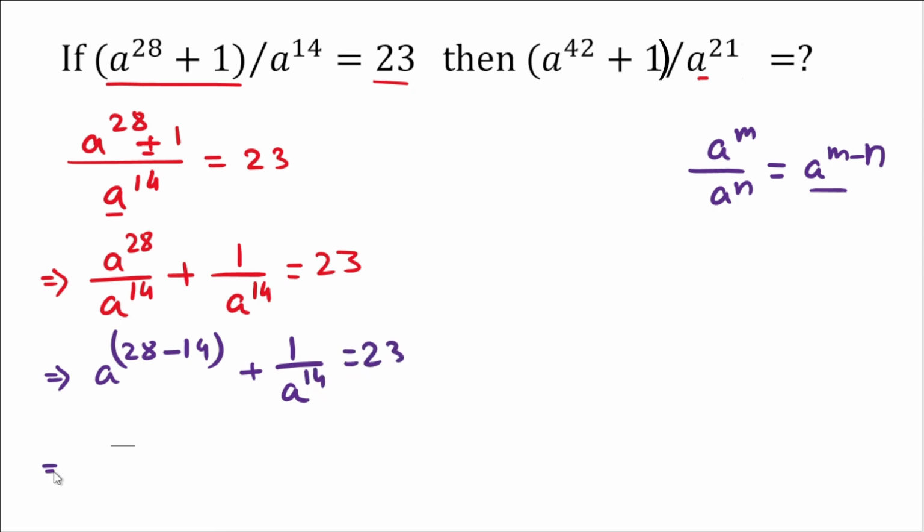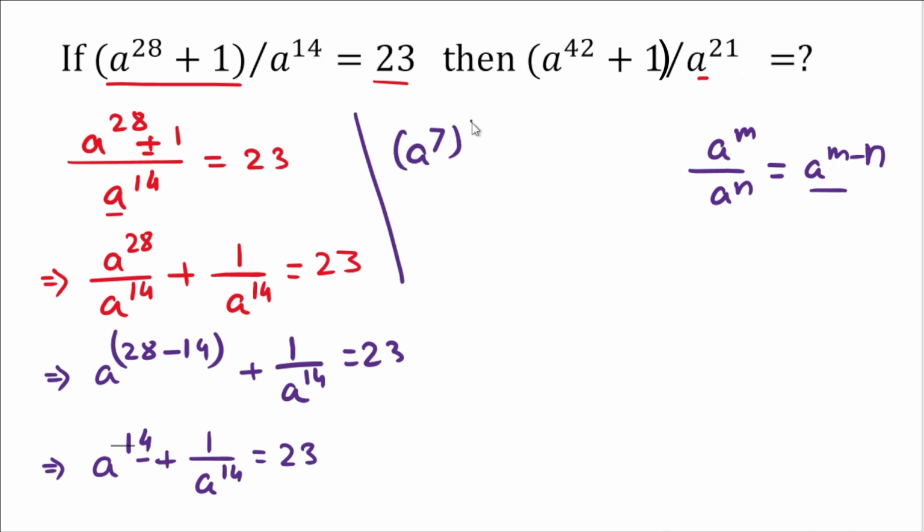In the next step, the power of a will be 28 minus 14, which is 14, plus 1 over a^14, and the value of this term is 23. Now moving forward, the power 14 we can write as (a^7) whole squared. So it is in the form (a^m)^n, and then we can write a^(mn).